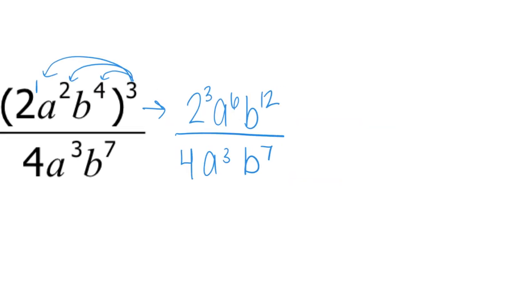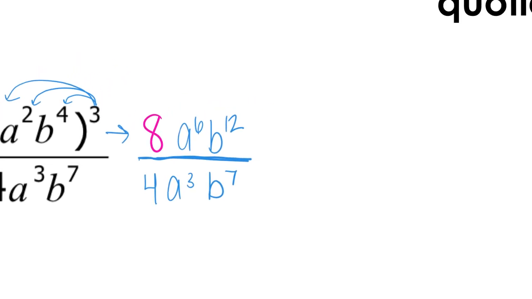Okay, the next thing I would do is go ahead and simplify that 2 to the 3rd. I'm actually going to take care of that right now. 2 to the 3rd is 8, right? 2 times 2 times 2. So instead of 2 to the 3rd, I'm going to write this as 8, and that's going to make this easier to simplify. Okay, now we can just do the quotient rule.